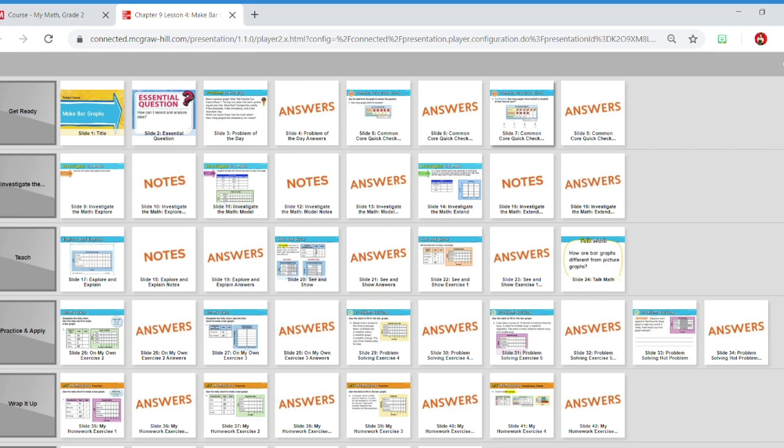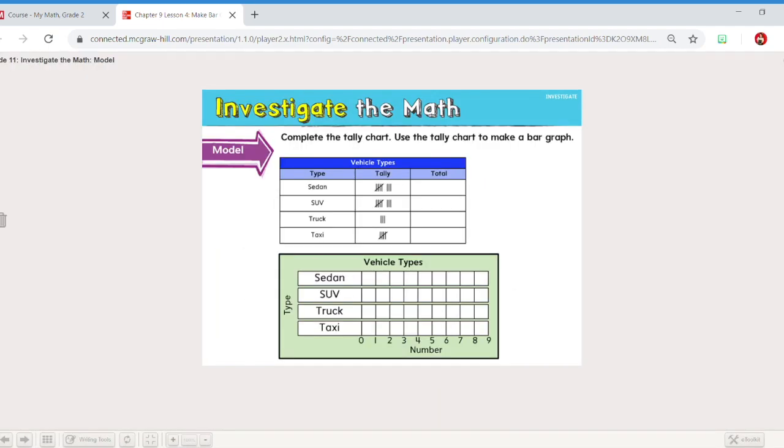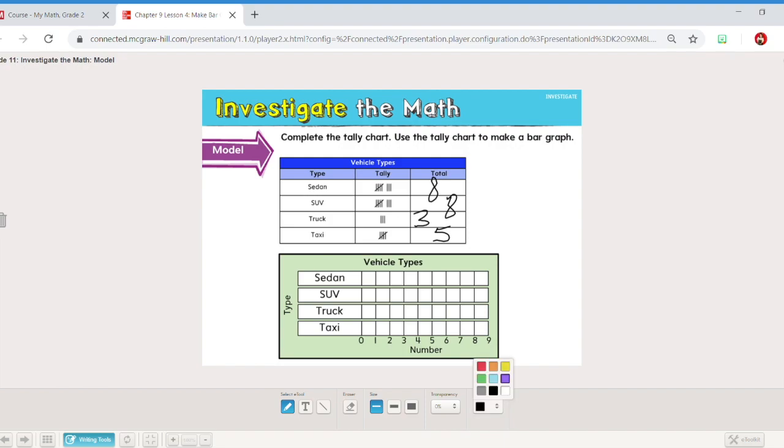Now that our brains are warmed up, we're going to investigate the math a little. We'll be using a tally chart and finishing it, and using that data to create a new bar graph. So, it says all these people voted for vehicle types: sedan, SUV, truck, taxi. All are different types of cars. So it looks like 8 people voted for a sedan, 8 people voted for SUV, 3 for truck, and 5 for taxi. If we go in, we get to fill in our bar chart.